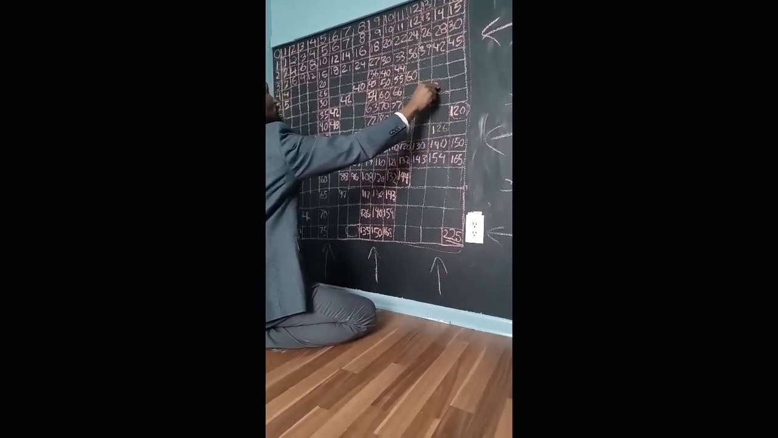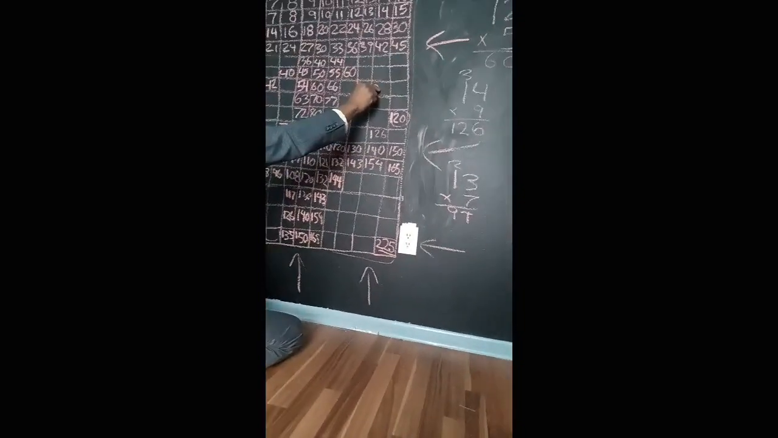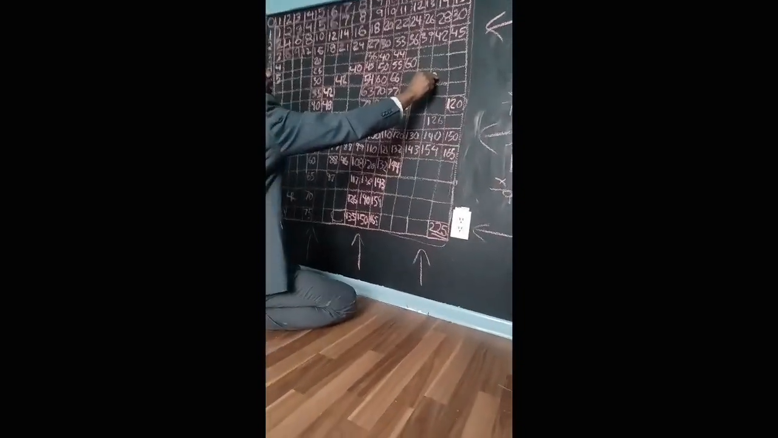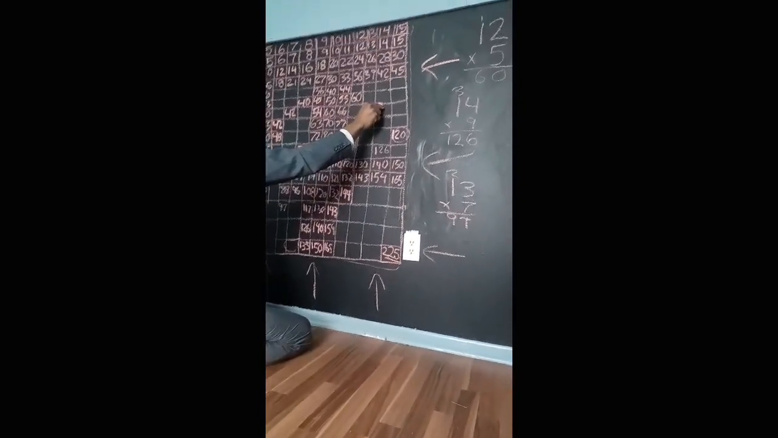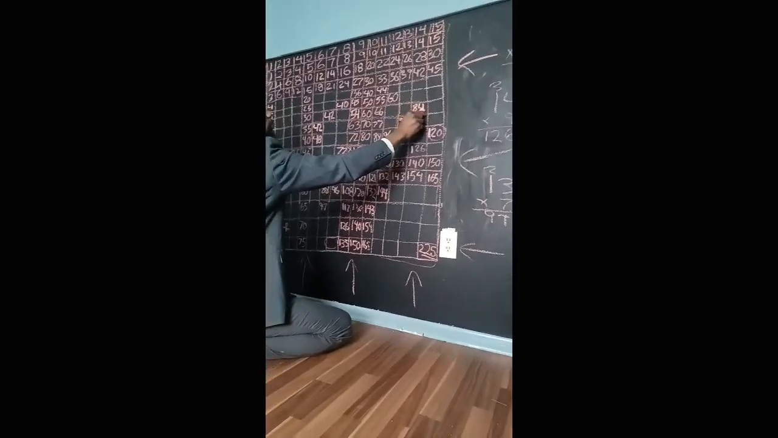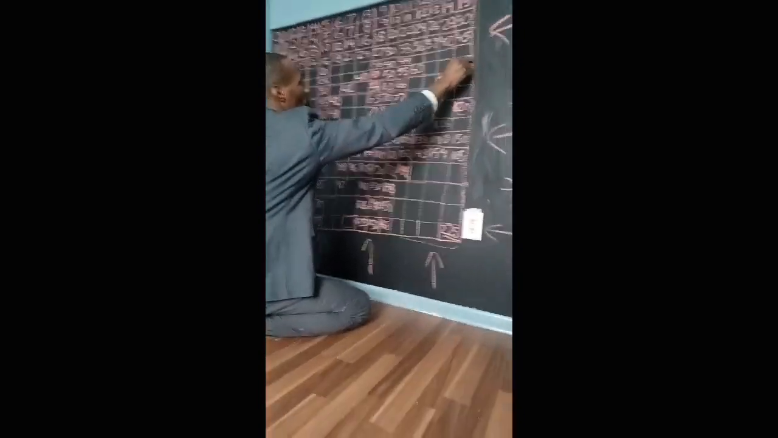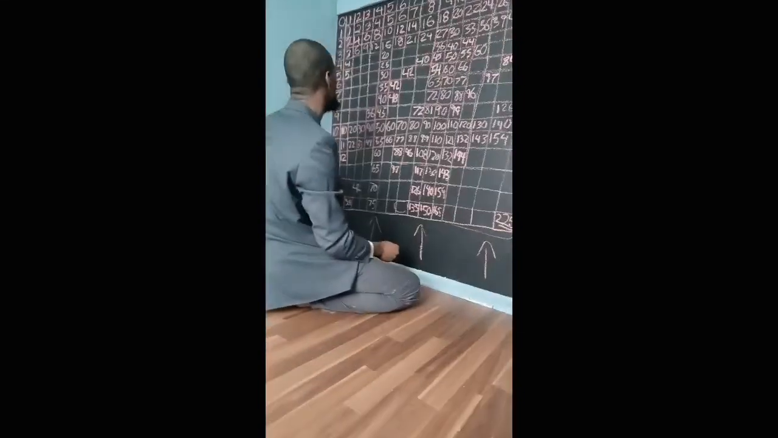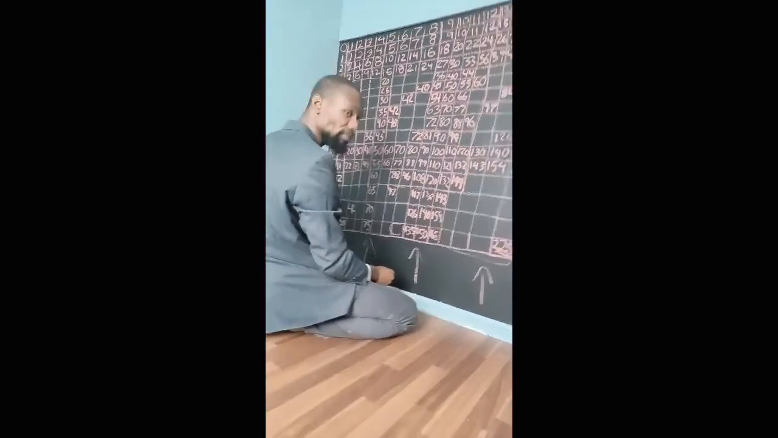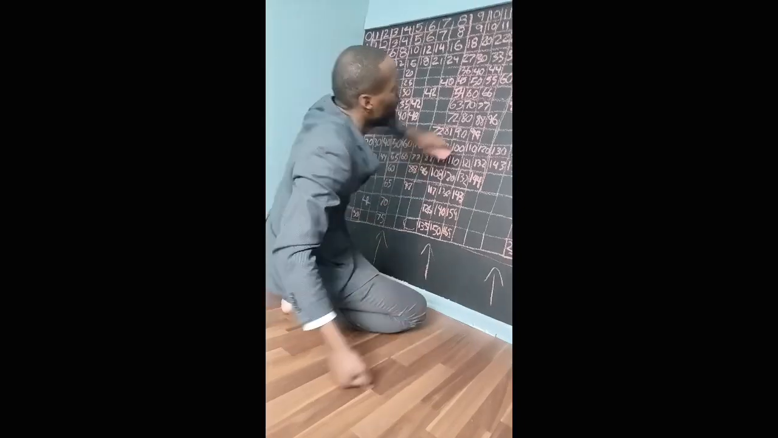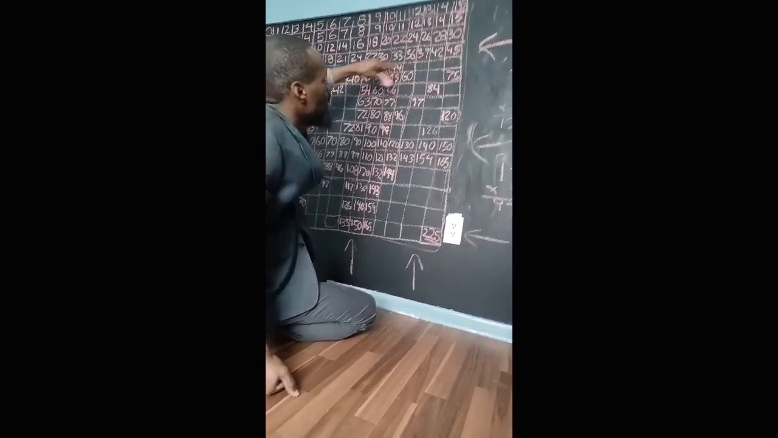What's 14 times 6? 4 times 6 is 24. Carry 2. 6 plus 2 is 8. 84. 15 times 5 should be 75. 15 times 4 is 60, plus 15 is 75. And we're missing one, guys. What did I just say it was? 15 times 4 is what?